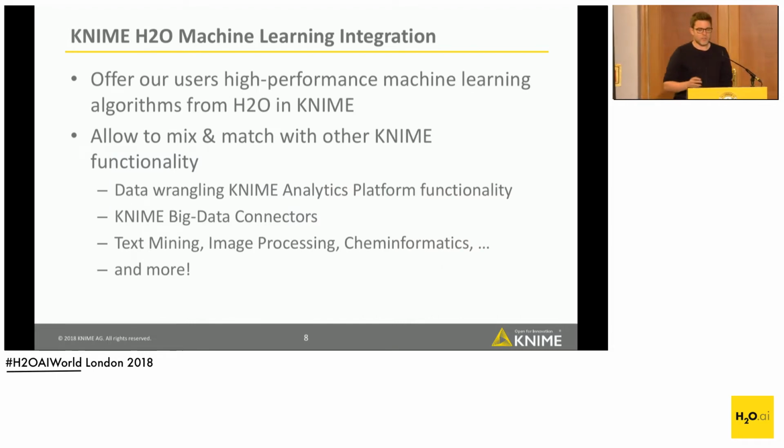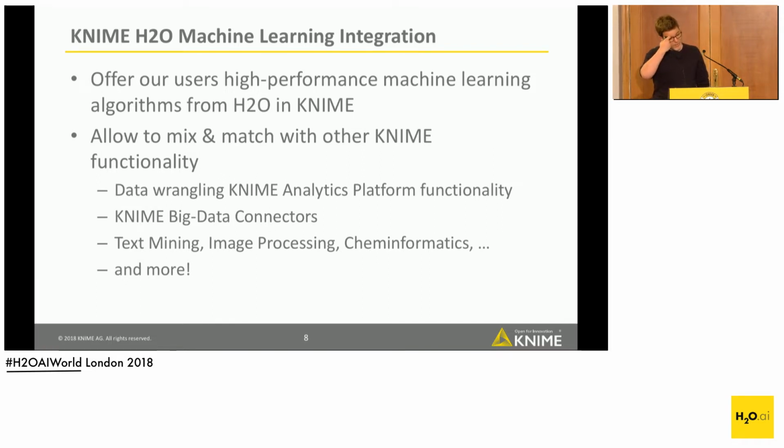The KNIME H2O machine learning integration. So we wanted to provide our users with high-performance machine learning algorithms in KNIME. And one obvious choice for that was H2O. H2O-3 is also written in Java, and we are also a Java platform, so this was a nice match. And second, H2O was heavily adopted by the community and well known in the field.